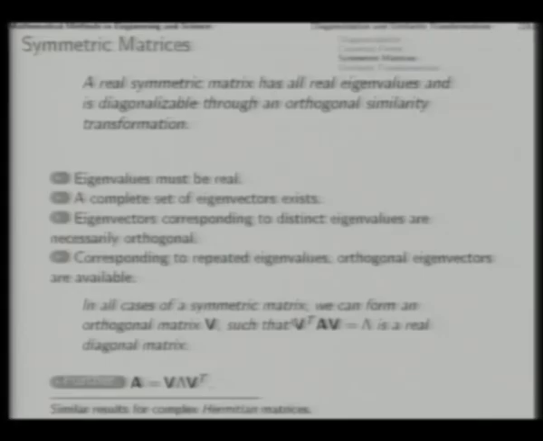Further, try to pre-multiply this equation with V and post-multiply with V transpose, then you get this. The matrix A can be represented in this manner, V lambda V transpose, where V is an orthogonal matrix and lambda is the diagonal form of A. That diagonal form is always possible, and that is always possible through an orthogonal similarity transformation V.